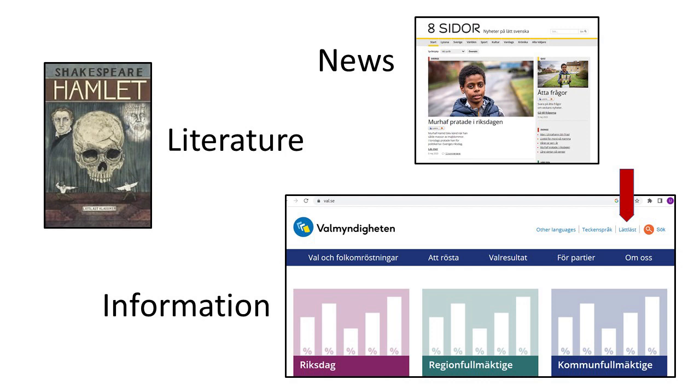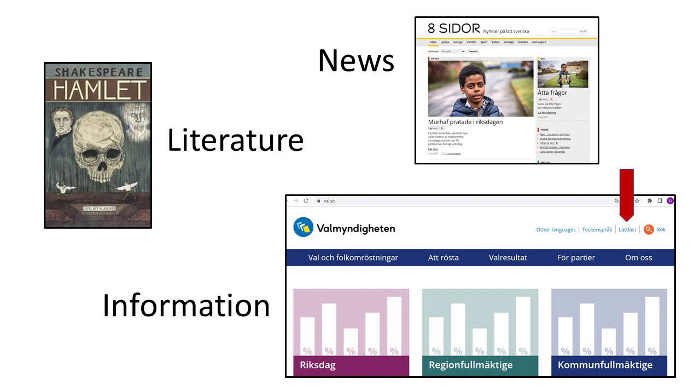And on the screen right now, you see 3 examples of news, literature, and information in easy language in Sweden. The news is the newspaper 8 pages, 8 sidor. It is a newspaper in easy Swedish, and you can get a subscription and get the paper version, or you can read it online with daily news online. There are quite a few books in easy language in Sweden.